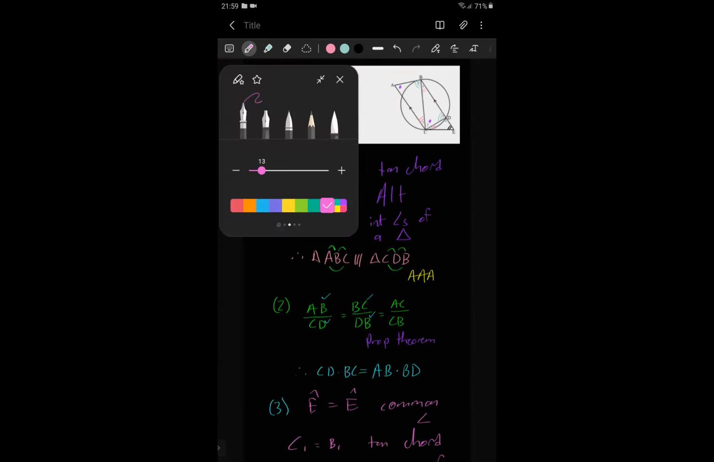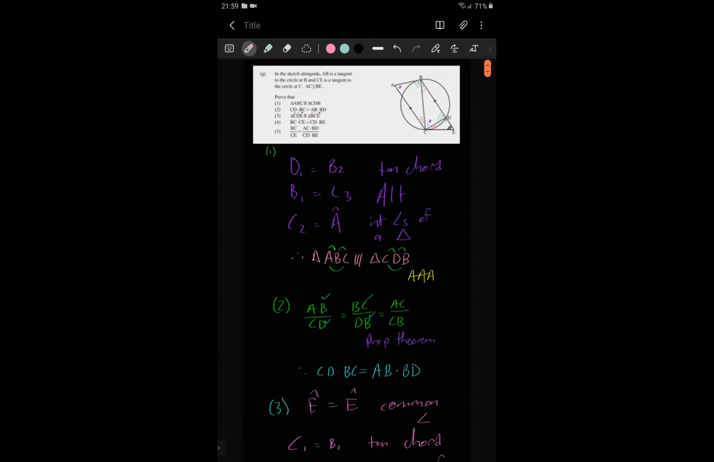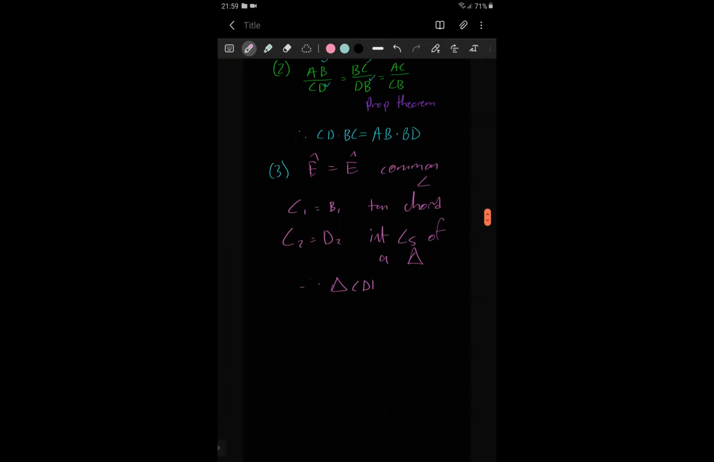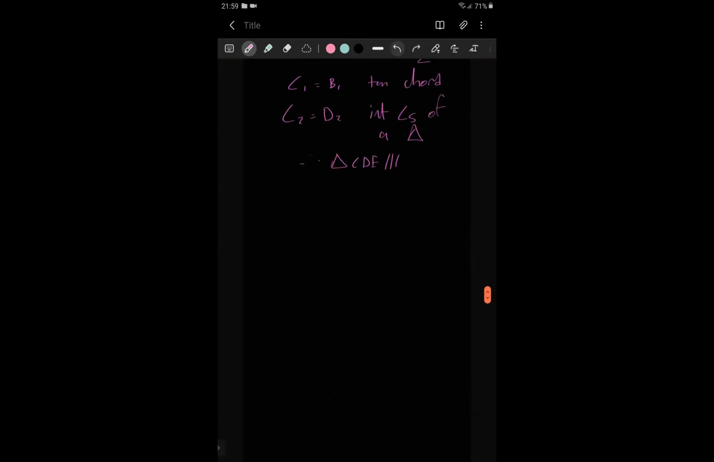So now with all that being said, you can say therefore triangle CDE is similar to triangle BCE.